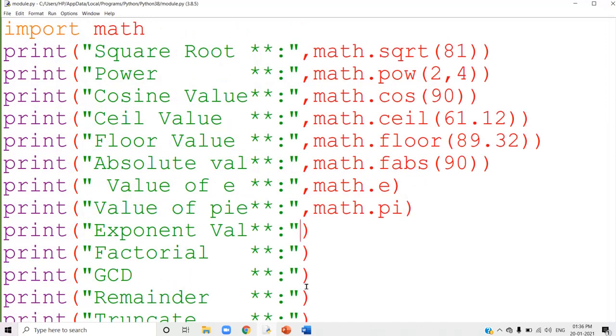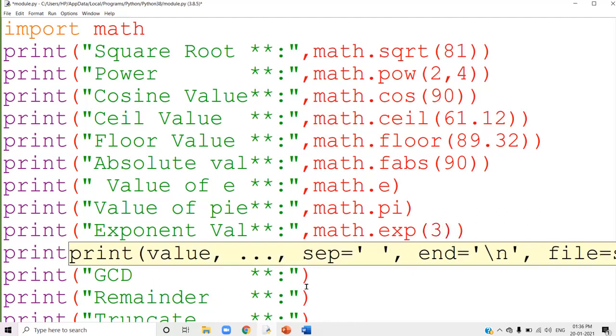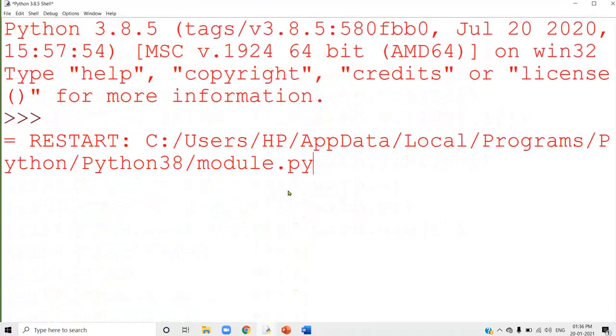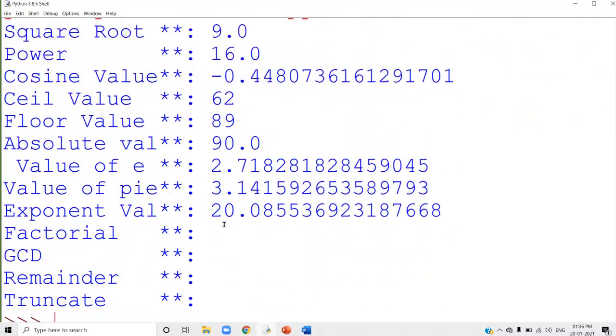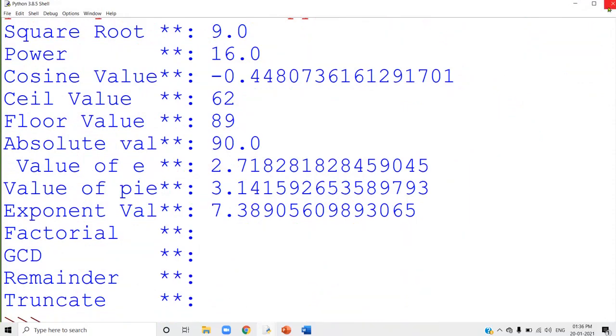It returns the exponent value. So you can use it like this: math dot exp of some number. It will be the exponent of 3, that is e raised to 3. Exponent means e raised to that value. E raised to 3 is this one. Now change the number: I am going to write e raised to 2. E raised to 2 will give you the answer, exponent 7.38.